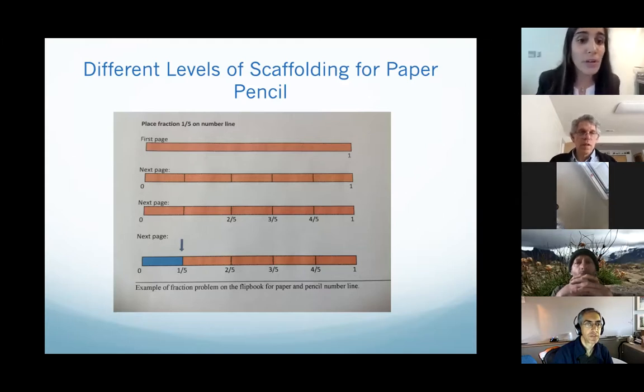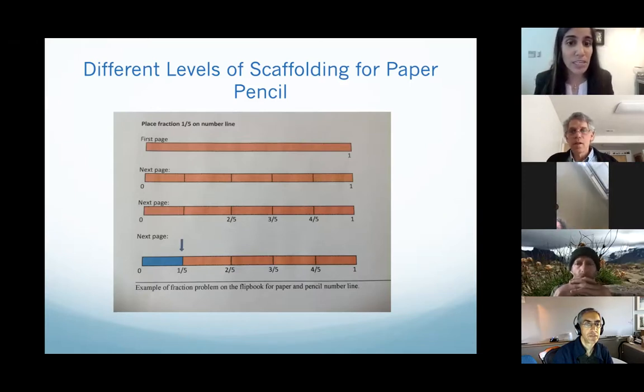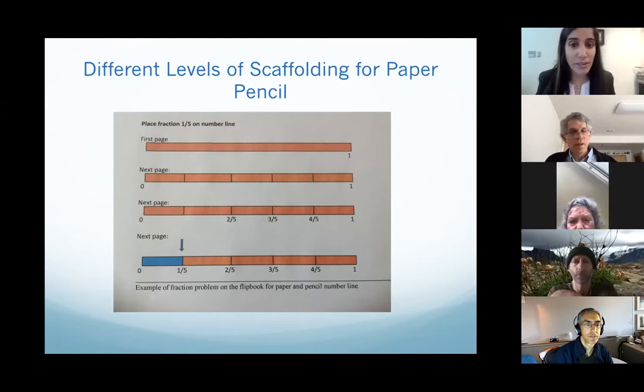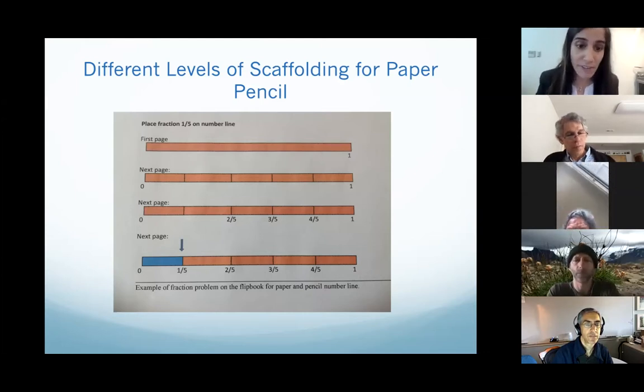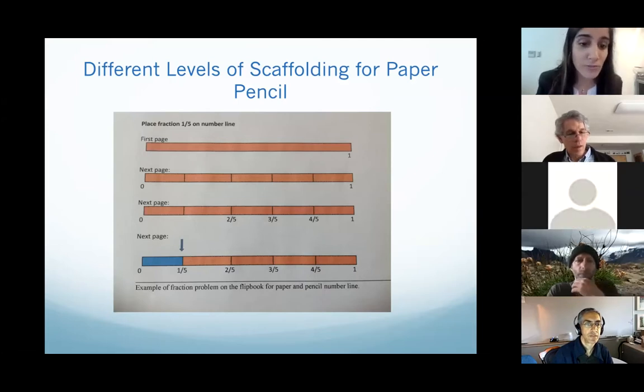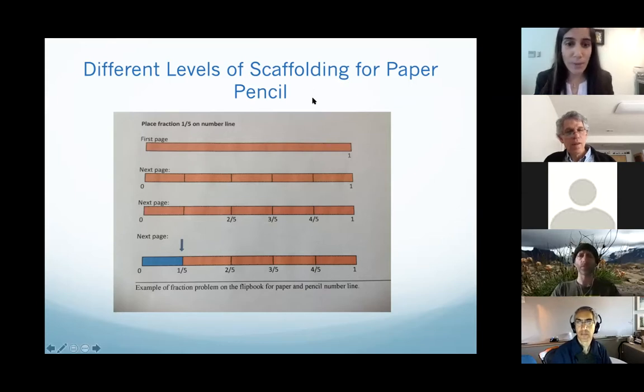It was something similar, where I, the researcher, since the scaffolds aren't built in, would have to give them the scaffolds. I would say, place 1/5 on the number line. If they placed it incorrectly, I'd draw an arrow where it's supposed to be and tell them to try again. If they got it wrong, I'd flip the page and show them a number line segmented into 5 different parts, because it's asking for 1/5. Then they'd try again. If they still got it wrong, I'd flip the page and there would be these labels. And finally, I would show them the answer if they still got it wrong. So these were the different scaffolds for the paper pencil version.